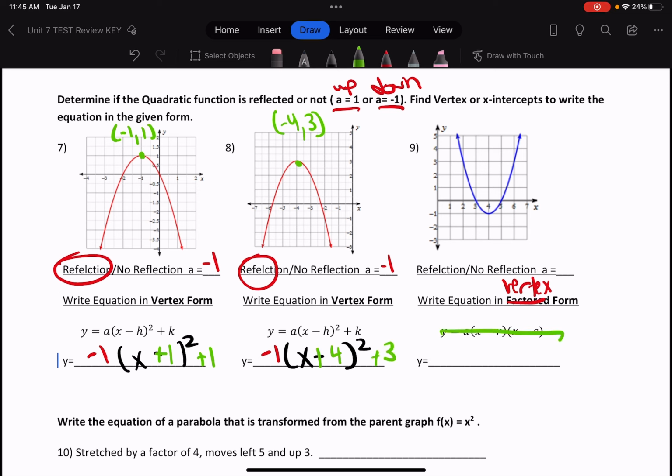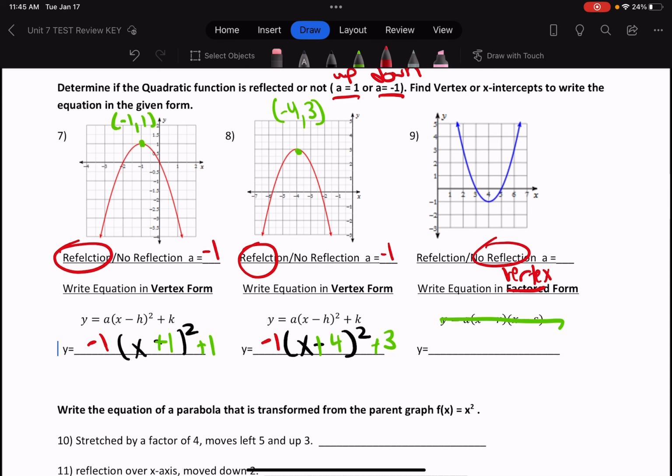And we're going to write this next equation in vertex form as well. For this a value, we don't have a reflection here because it's facing upwards, so my a value is positive 1. So I've got y equals 1. And now I've got to look at my vertex, which is at 4, negative 1. So I'm going to have x minus my h value of 4, squared, and then minus 1 as my k value.